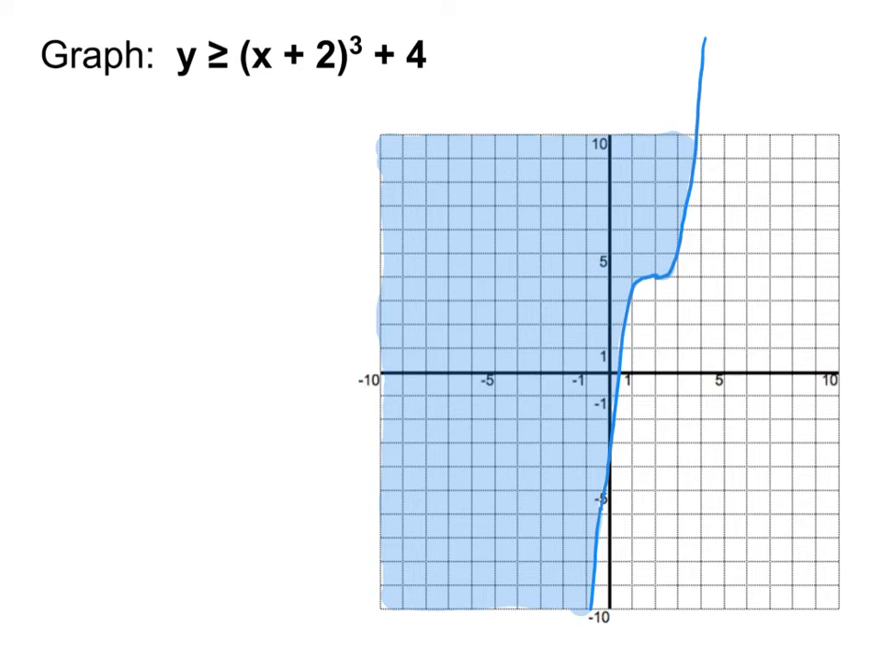Now you'll notice that as I take a look at this graph, I even have shading over here, even though I don't see the graph. But I do know that the graph keeps going down, and it keeps going to the left as it heads in this direction. And so even though I don't see it on my graph, I do know that it continues down there. And so I continue shading above, even if I can't see it, because it is there.